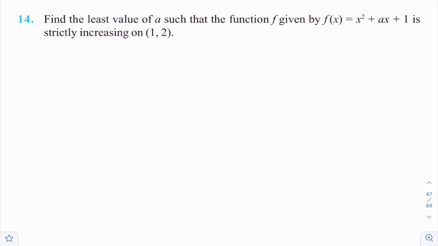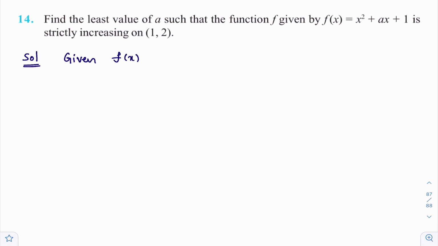This is question number 14 in exercise number 6.2. What they are asking in this question? Find the least value of a. We need to find least value of a such that the function is strictly increasing on this interval. They given that f of x is strictly increasing on this interval, then we need to find the least value of a.